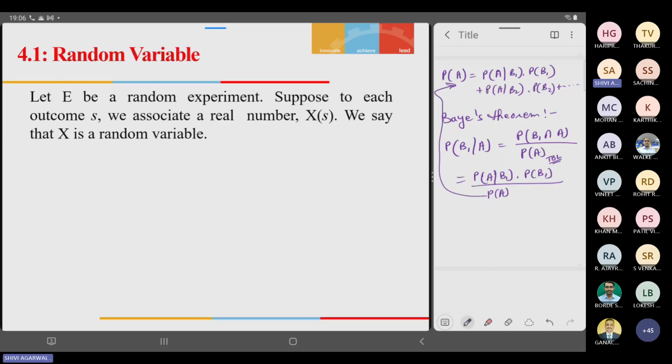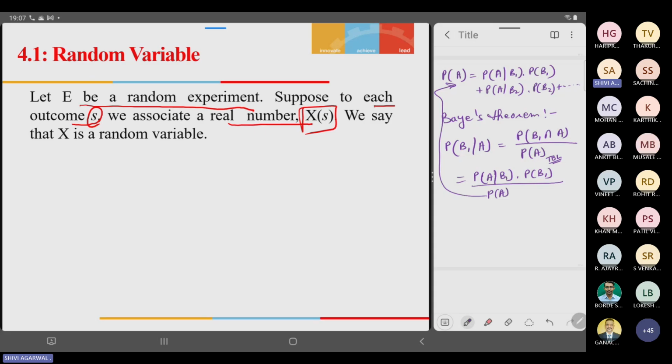So here we are not dealing with events. The events we are just converting into a random variable. Suppose we take a random experiment, and to each outcome s we associate a real number X(s). Okay, and we can say it is a random variable.